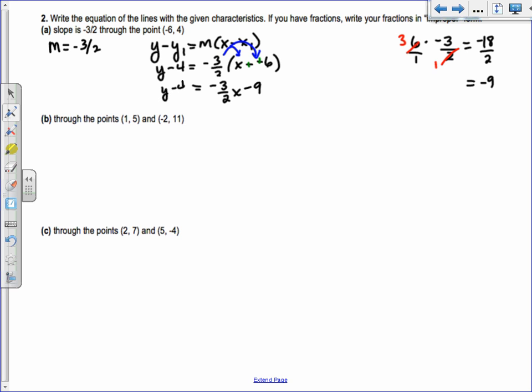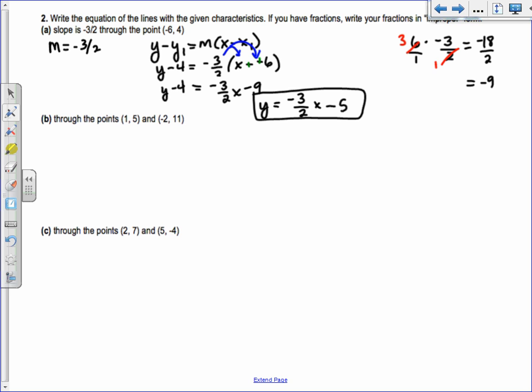I have y minus 4, so I want y equals in the end, so just add the 4 over. So you get y equals negative 3 over 2x. When you add the 4, you have negative 9 plus 4, so minus 5. So that should be your answer. So how many of you guys got that? A lot of you. Good. All right, so this next one's a little bit different.